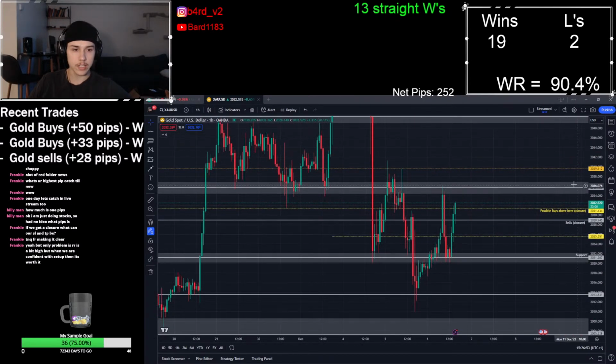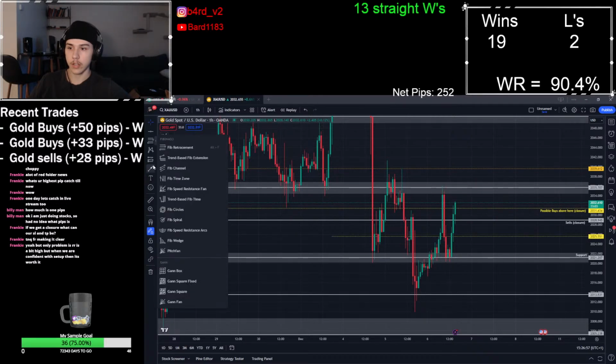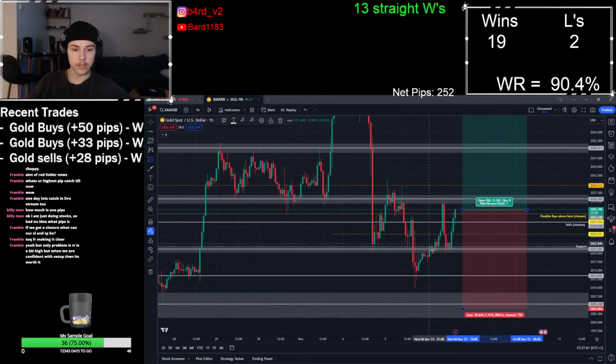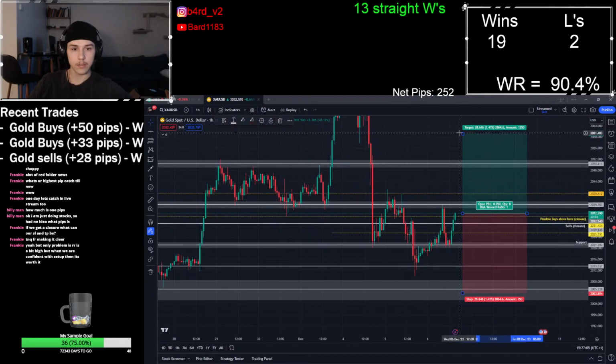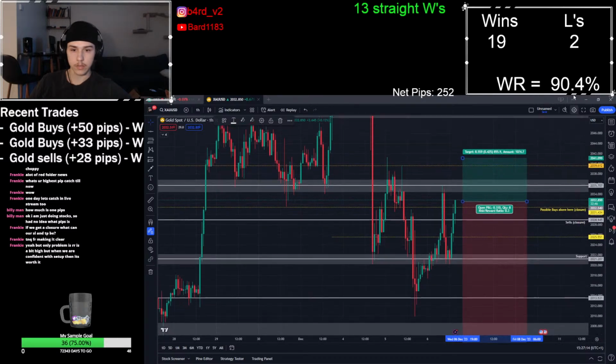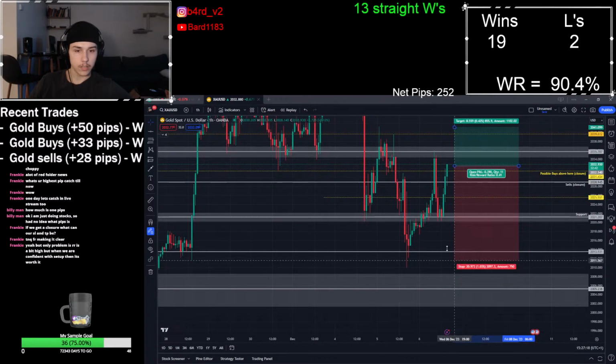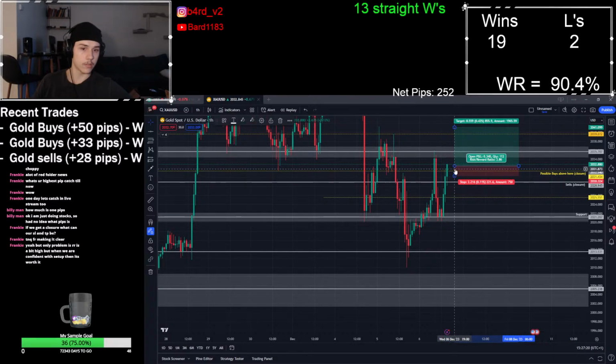So let's say we get a closure above here. So let's say I get in here. Well, my realistic take profit is right around these wicks, right? That's my take profit, right around these wicks, fill of these wicks. And my stop loss, if I wanted a positive RR, this would be my stop loss, but this doesn't make sense.